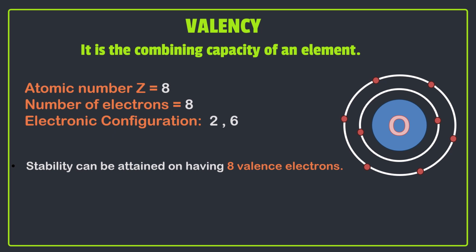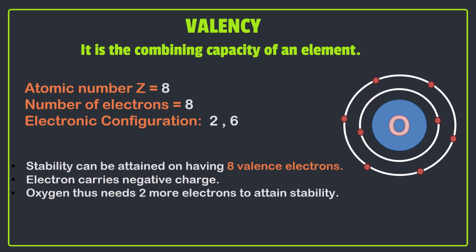So here, oxygen has 6 electrons in its valence shell, which means it's going to need 2 more electrons to attain stability. And we also know that an electron carries negative charge. So when an oxygen atom gains 2 electrons, it's going to gain a negative charge of 2. So thus the valency of an oxygen atom will be -2. So that's what valency is. So let's look at a few examples.